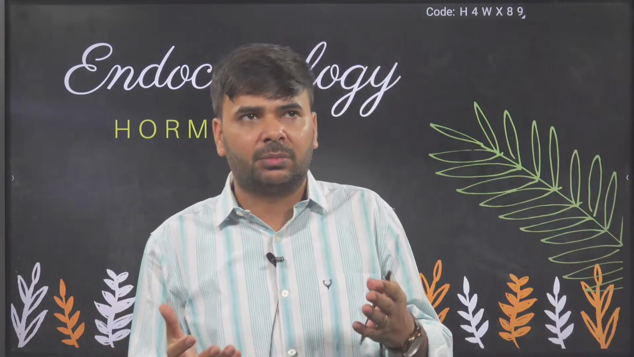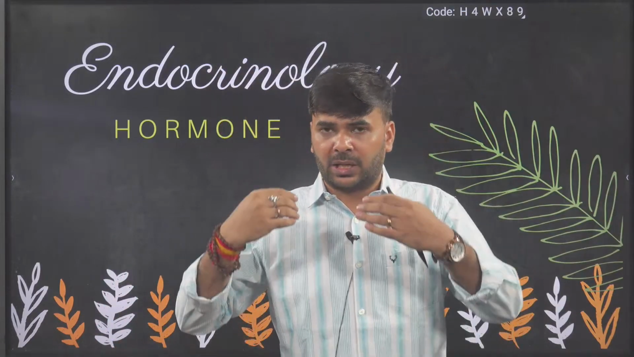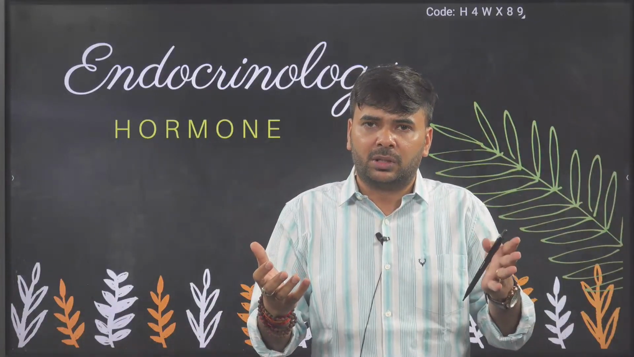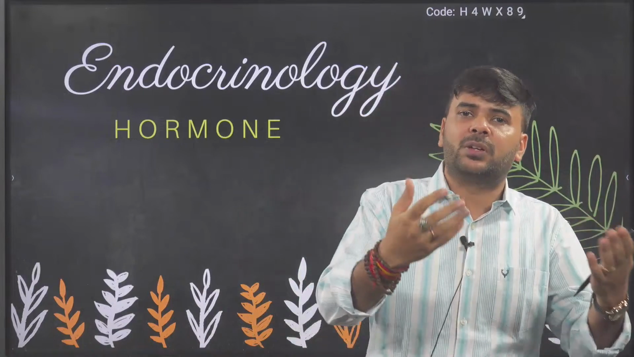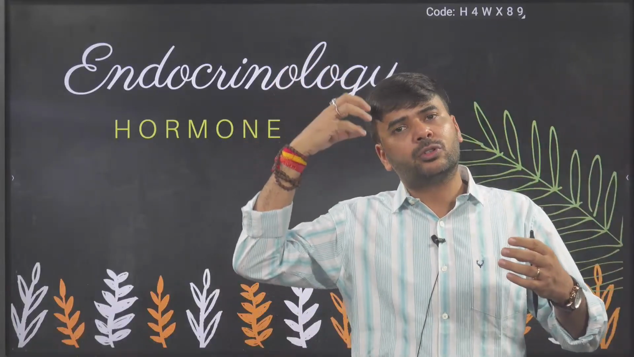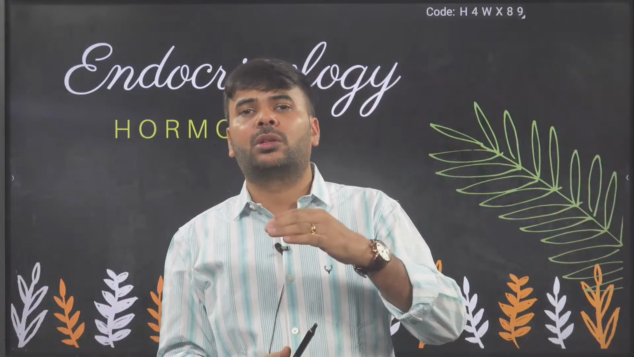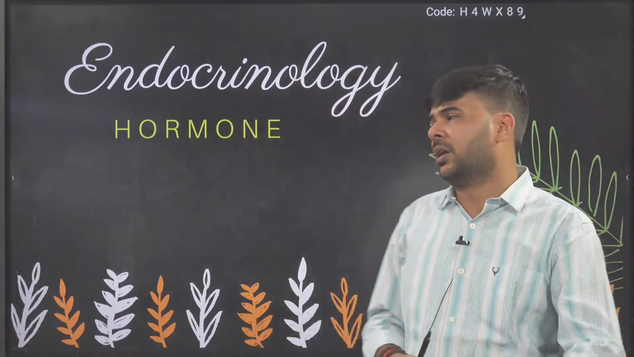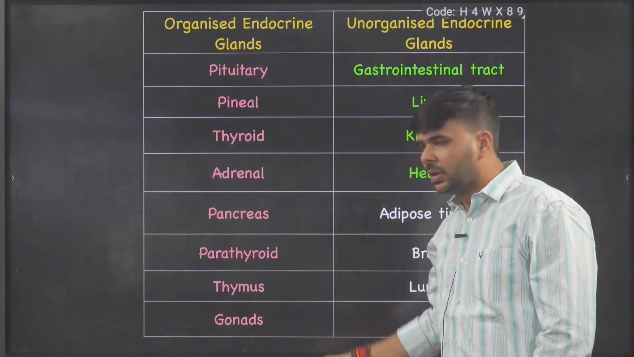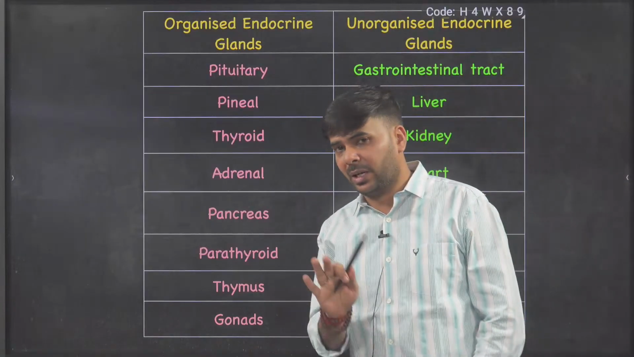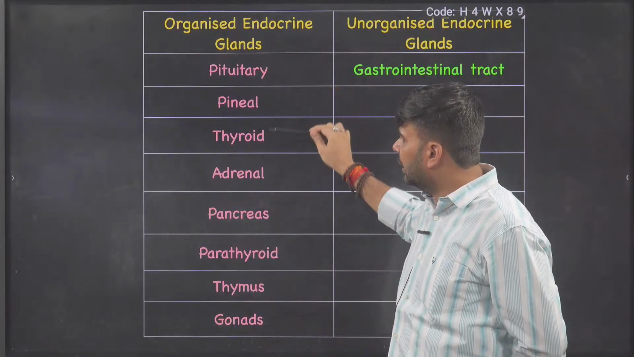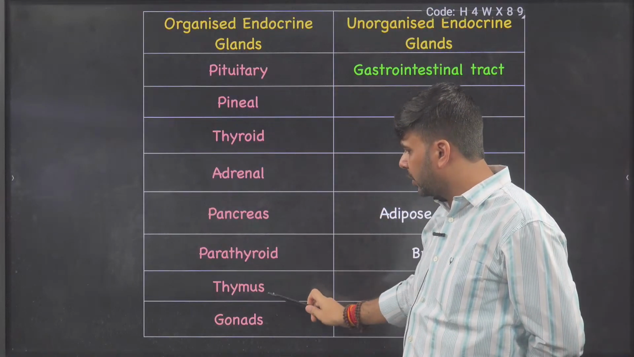Communication language we are studying, body language, not the body language where my body shows signs and symbols to express my feelings. No, how my cell communicates to another cell, how my brain communicates to another organ. That is called the chemical language, endocrinology. In chemical language endocrinology, first we studied all the main glands. So many glands are there. Main glands are pituitary, pineal, thyroid, adrenal, pancreas, parathyroid, thymus and gonad.